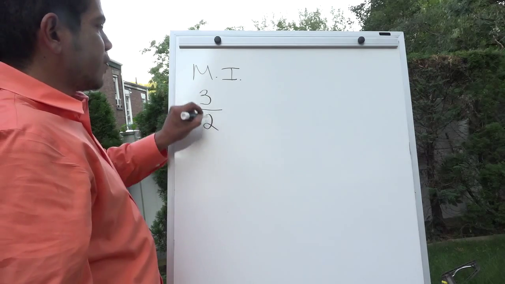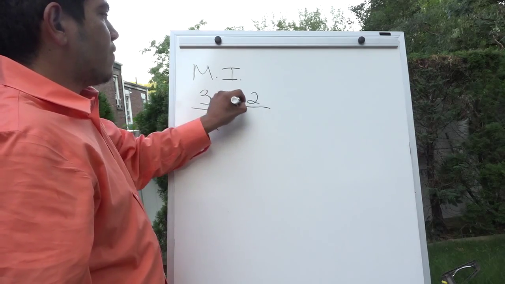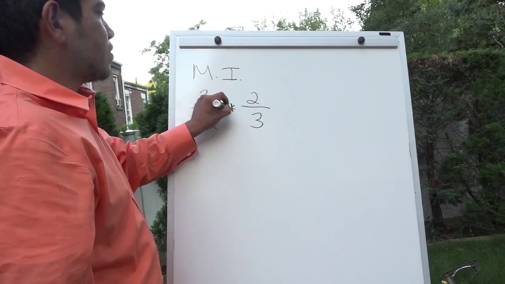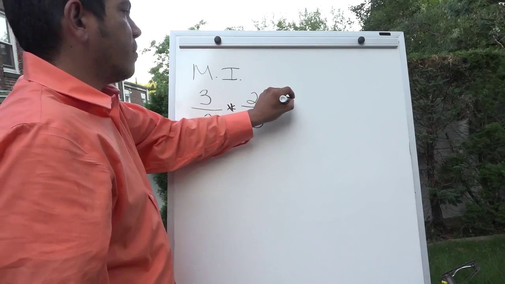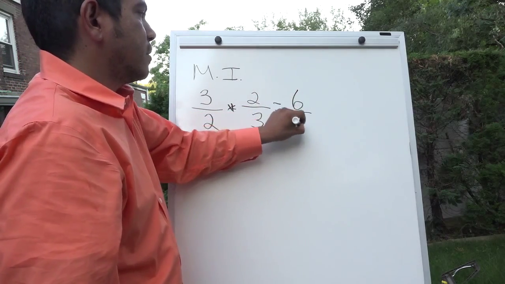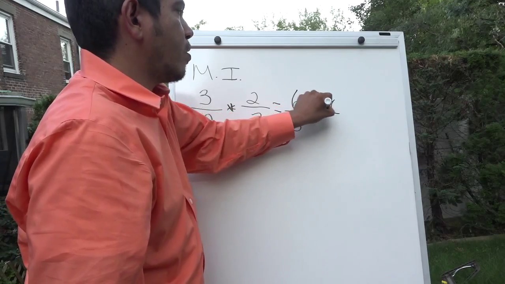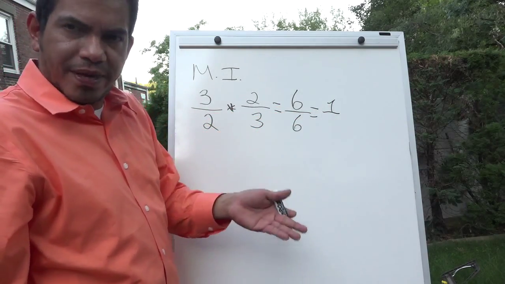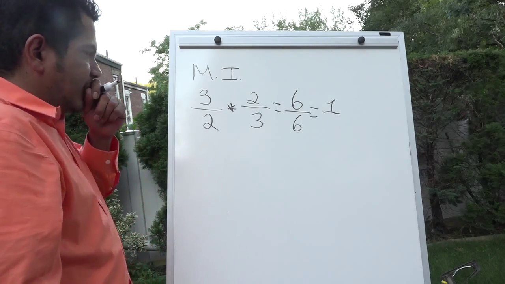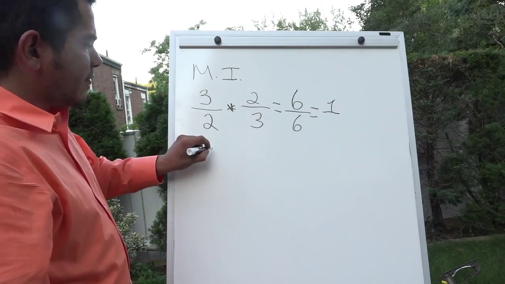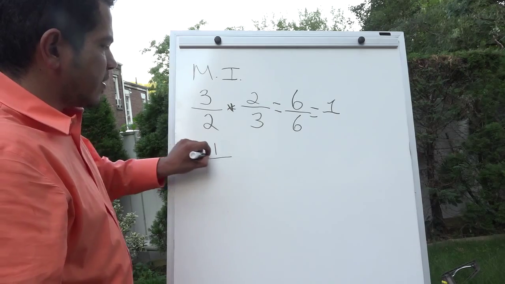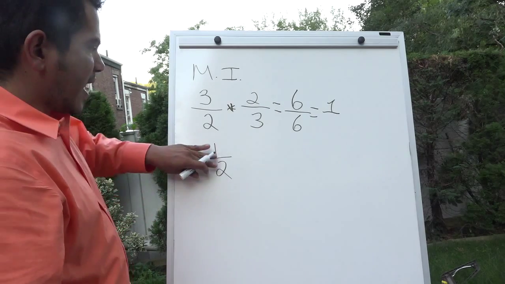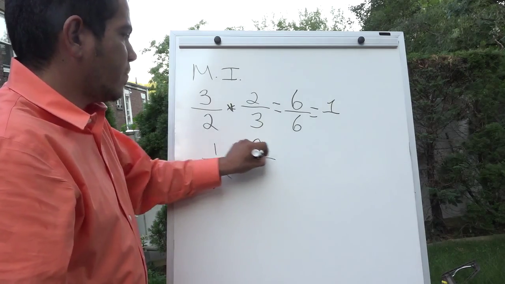The reciprocal of 3/2 is 2/3. Now we're talking about multiplication. When you multiply this number, you get 6/6, which is 1 whole. Okay, 1 is the identity element of multiplication. Very good. All right. If I want the multiplicative inverse of 1/2, then I use the reciprocal. So that will be 2/1.